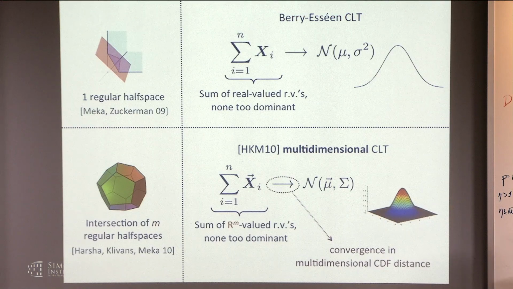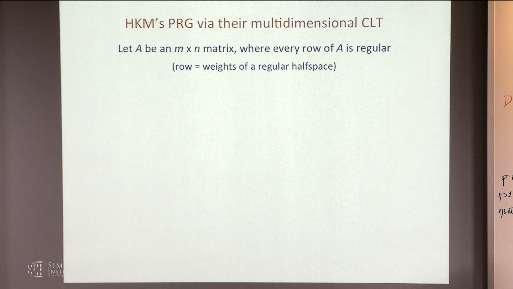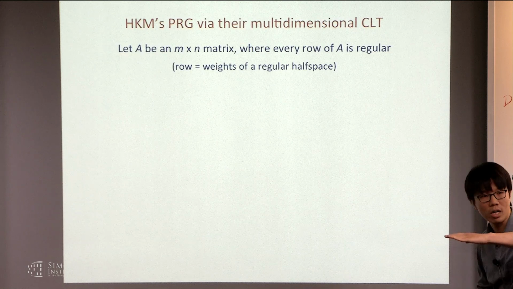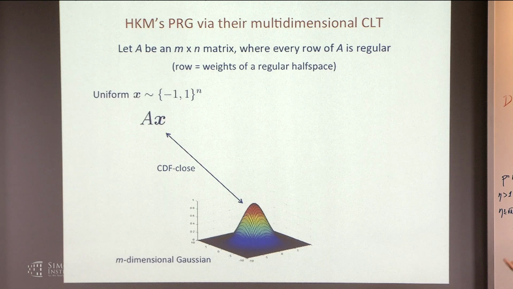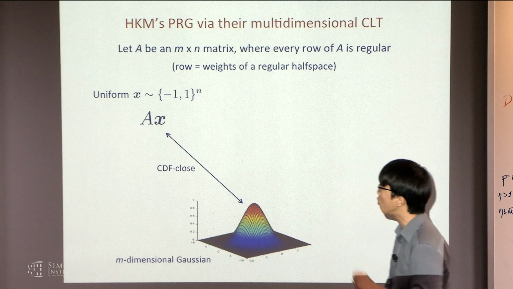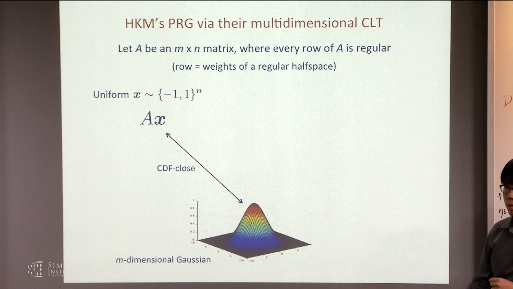So they proved this. This has nothing to do with de-randomization. They proved this very nice central limit theorem, and they follow the same game plan. Now, instead of one regular half space, I have m regular half spaces. I'm going to arrange them in a matrix A in R^(m by n), where every row of A is regular. Every row is the weight of a regular half space. They proved the multidimensional Berry-Esséen theorem, showing that Ax, where x is truly uniform, converges to an m-dimensional Gaussian.